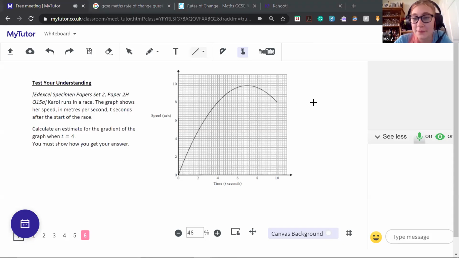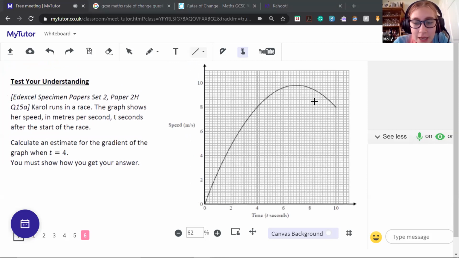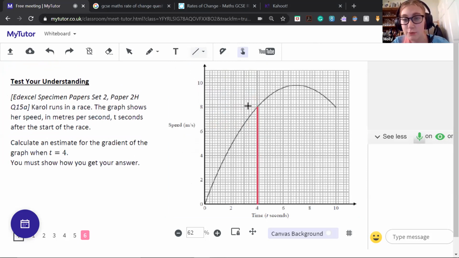Okay, so this does take a little bit of estimation, and this is why it's an estimate. We're not going to be able to get it exact. So what we're going to do first of all is find where t equals 4 is. And when it says you must show how you get your answer, that means leave all of your working lines on. So we first of all see t equals 4 is here, which equals this point on the curve. First of all, this doesn't help us answer the question, but we know that she's going at 8 meters per second. So when she's 4 seconds into the race, she's going at 8 meters per second. That's just a kind of interesting thing there.